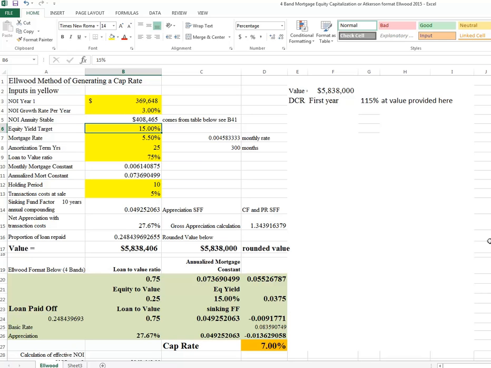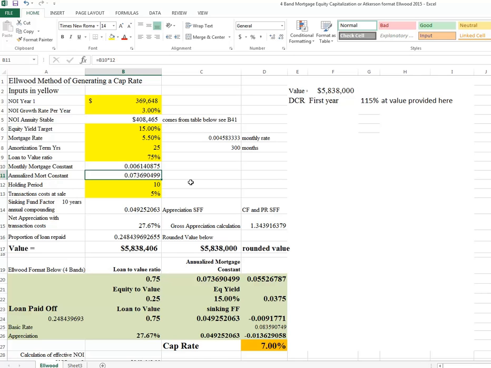The other inputs that I need here are the mortgage rate, in this case 5.5%, or 5.5% divided by 12 for the monthly rate, 25-year term, or 300 months. The loan to value that's assumed is 75%. And these terms should be based upon what's available in the marketplace for the kind of property that we're valuing. The monthly mortgage constant is given here, which is the inverse of a present value of an annuity factor. And if you multiply it by 12, you get the annualized mortgage constant.